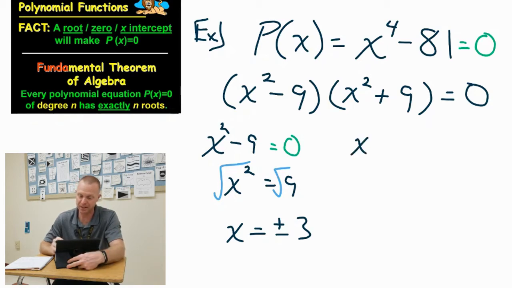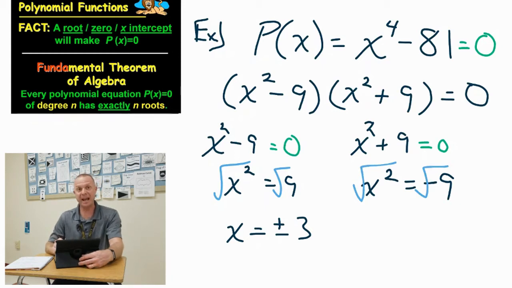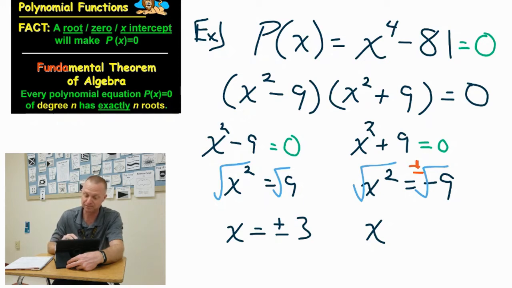How about this guy over here? Let's set this equal to 0. Let's solve it like a little equation. And, well, subtract 9. Of course, when you subtract 9, you get -9. And take the square root. Uh-oh, I'm taking the square root of a negative number. Okay, no problem. Oops, almost forgot my plus or minus. Okay, get that plus or minus in there. You always get plus or minus when you take the square root of both sides.